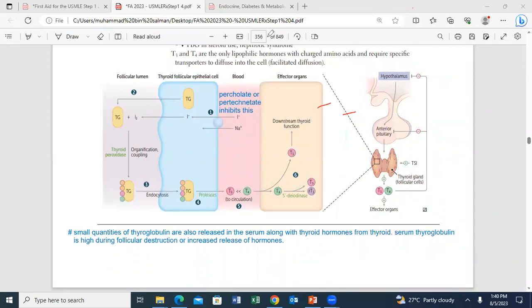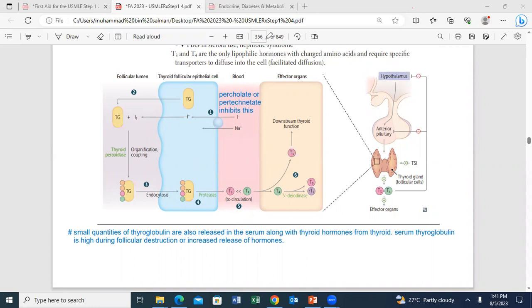Then, let's further have a look at this diagram. T3 and T4 are produced and released into the circulation. So we take iodine from the circulation and ultimately iodine-containing thyroid hormones are released into the circulation. Our thyroid gland majorly produces T4. So the main secretion of the thyroid gland is thyroxine, which is T4.